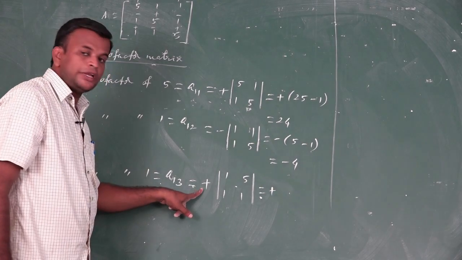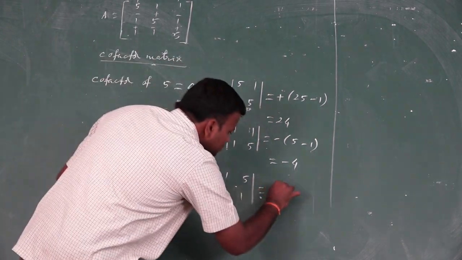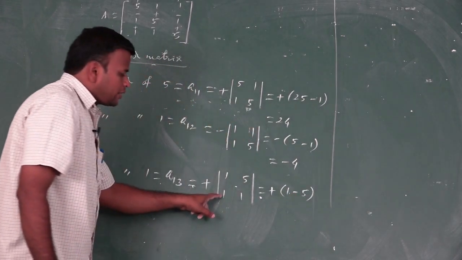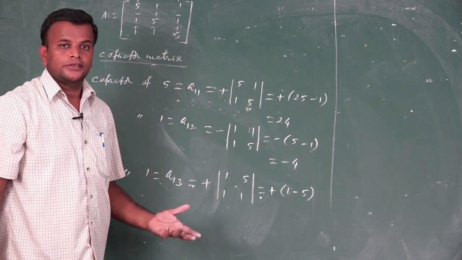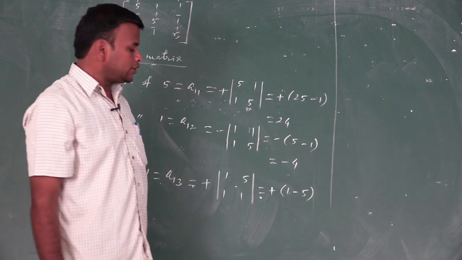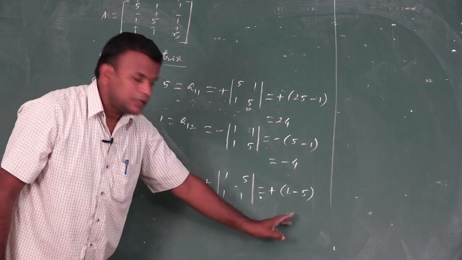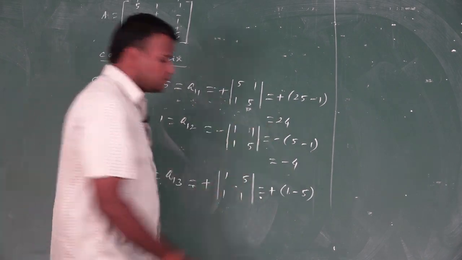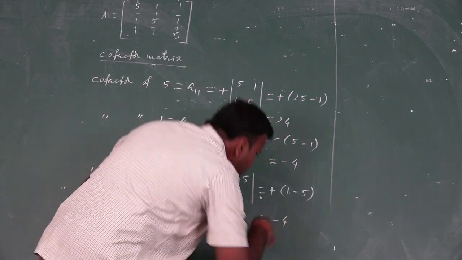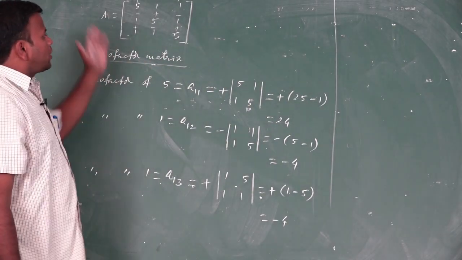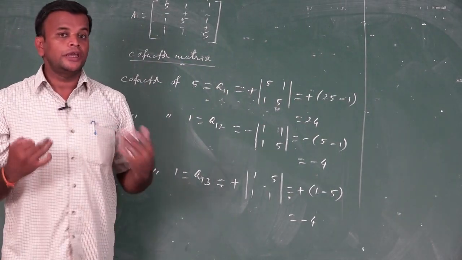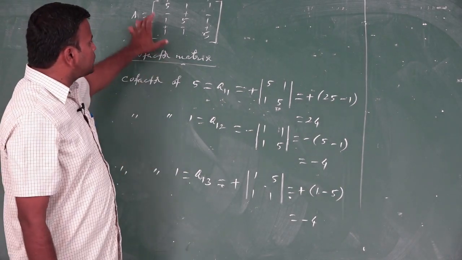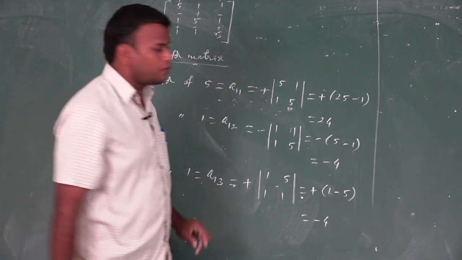Plus. Okay, the outside symbol is plus. We multiply these two elements: 1 times 1 is 1. Next we multiply these two elements with the minus, so minus 5. What is the final number? Inside is minus 4. Outside is plus. Plus into minus 4 is minus 4. So now we have found the cofactors of the first row. We do the same work for each and every element. So next, to find the cofactor of this element.